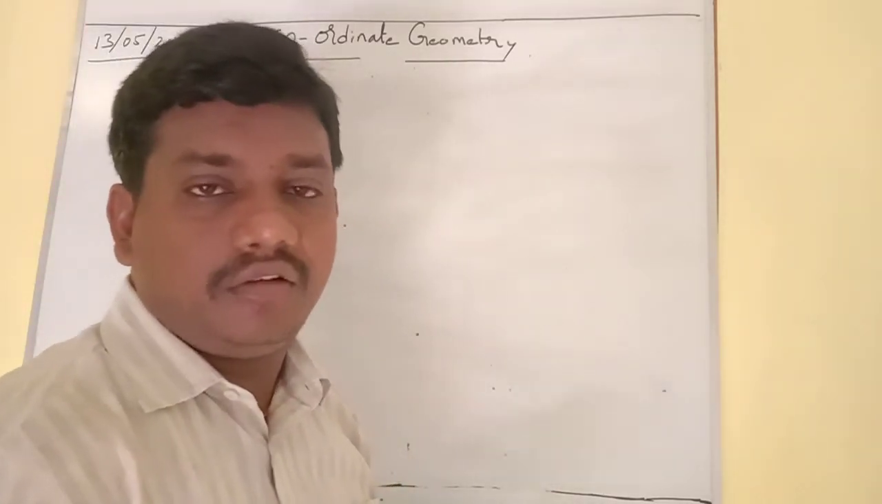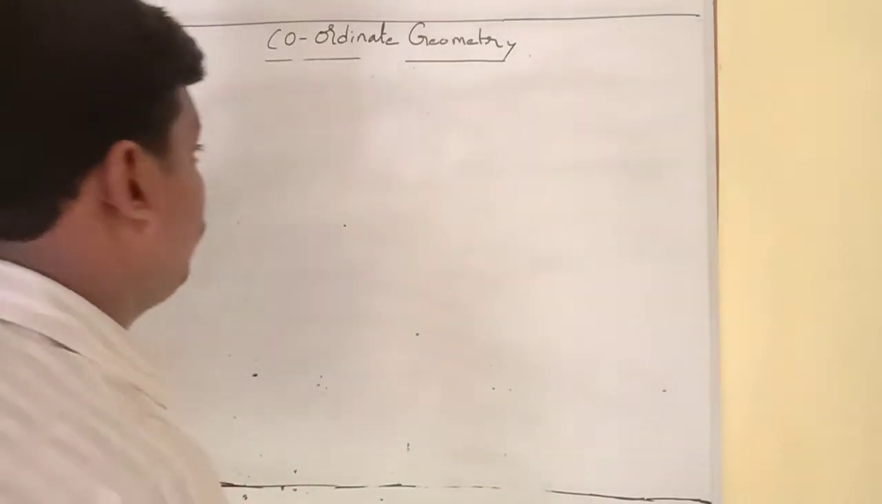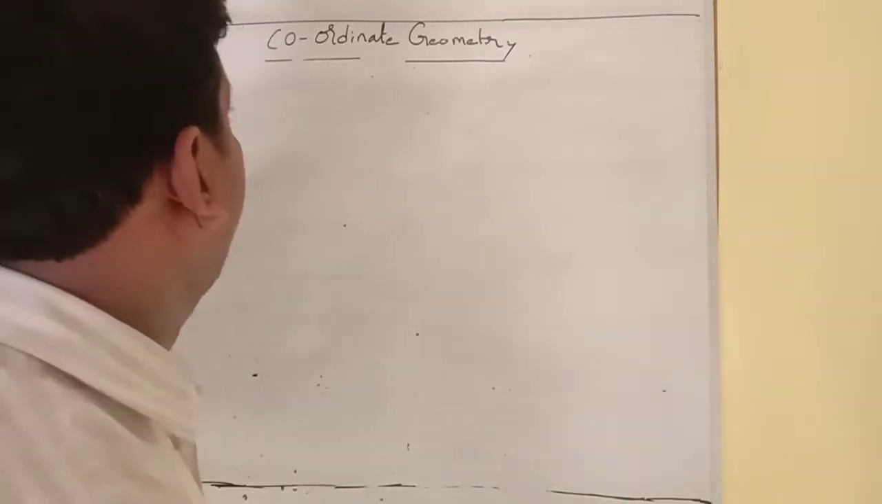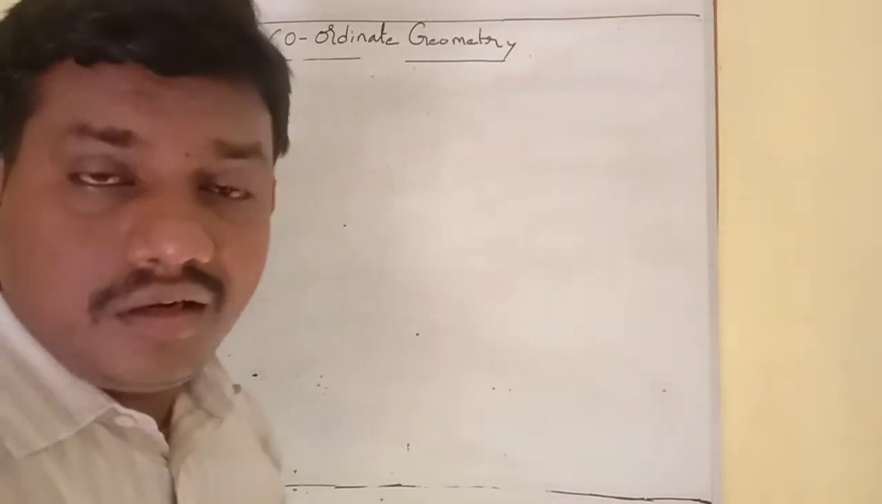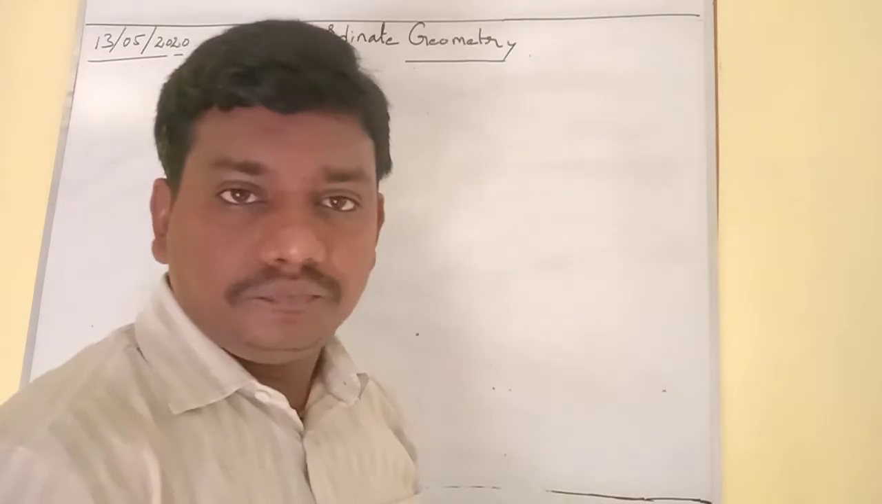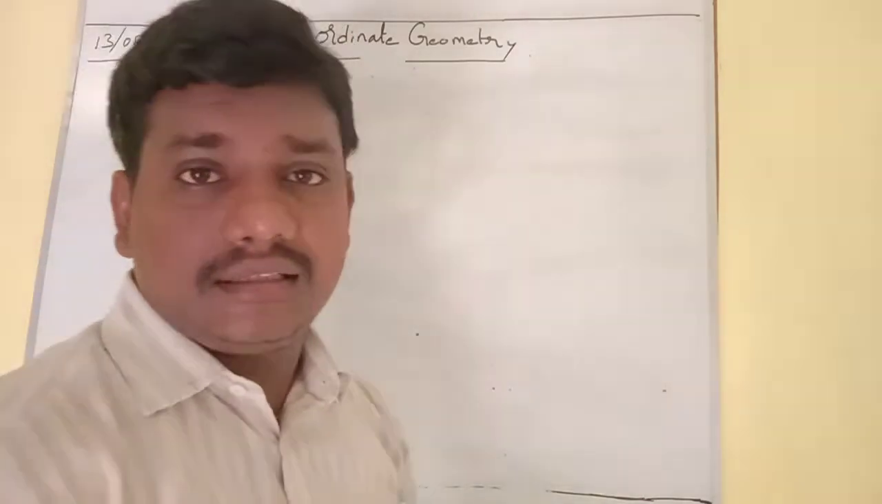Analytical geometry. In our previous video, we discussed what coordinate geometry is, what a Cartesian plane is, what the origin is, what the location of a point is, and abscissa and ordinate. These we discussed in the previous video. So now we are going to discuss the next topic.